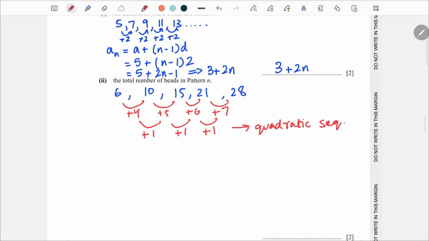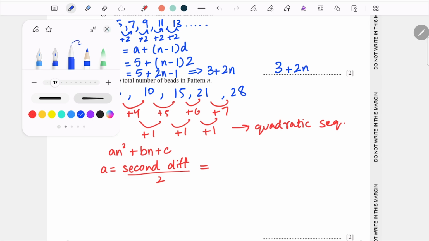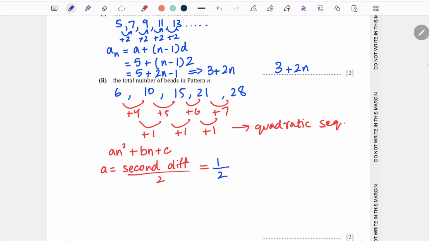Now, to find the quadratic sequence, the general formula is an squared plus bn plus c, where a is equal to the second difference divided by 2. Here, the second difference is equal to 1. So we'll do 1 divided by 2. A will be 1 divided by 2.